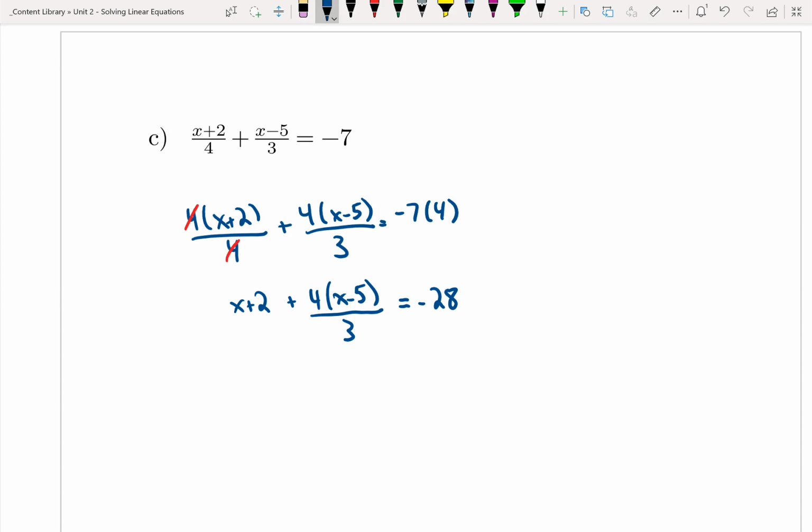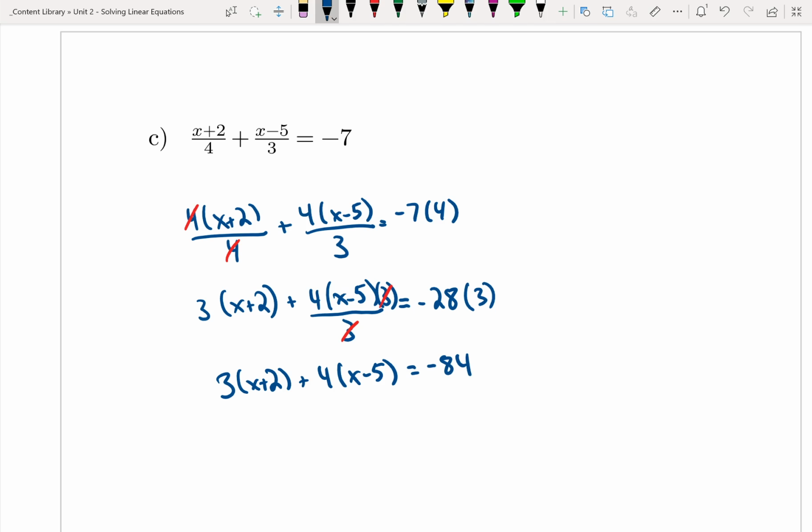Now I got rid of one fraction, I need to get rid of my other fraction. So I'm going to do the same thing that I've done in the past. I'm going to multiply everything by that denominator. So I'm going to multiply the first part by 3. I'm going to multiply the second part by 3. And I'm going to multiply my other number on the other side by 3 as well. When I go through, these two 3's will cancel each other out. And I'm left with 3x plus 2 plus 4x minus 5 equals -28 times 3. So if we work out what that is, we get -84.